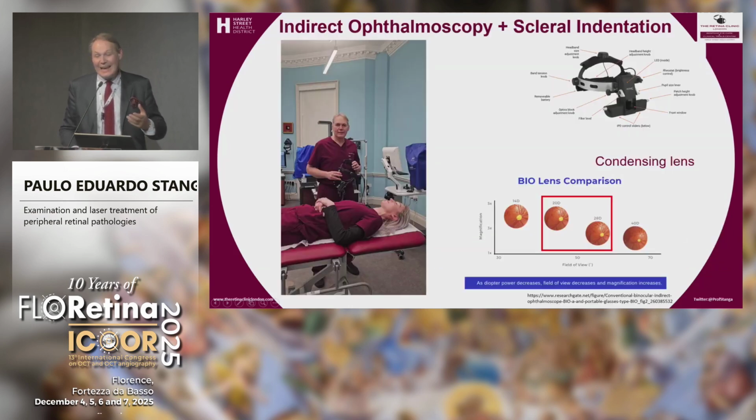Now, there are different lenses that you can use. Some people still use the 20 diopter lens. I stopped using the 20 diopter lens in 1993 when I started my fellowship with Harvey Lincoff. And I use the 2.2 lens. Why do I use a 2.2 lens? Because it combines the magnification of a 20 diopter lens with the field of view of the 25 diopter lens. So I highly recommend using a 2.2 lens.